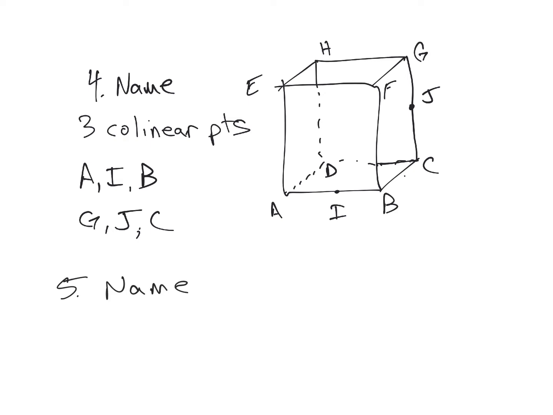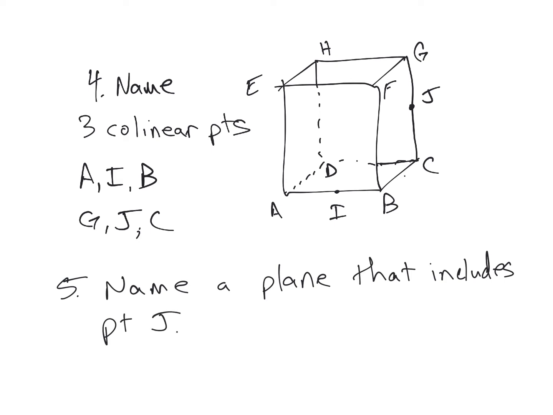Name a plane that includes point J. There's only one possibility. Actually, there's quite a few possibilities. So plane, let me circle all the letters. The right side of the box, J touches that plane that is on the right side of the box. So all you have to do is choose 3 of those letters.